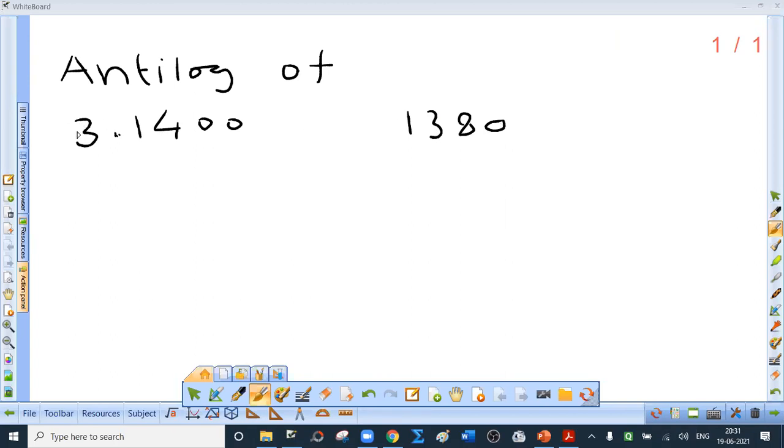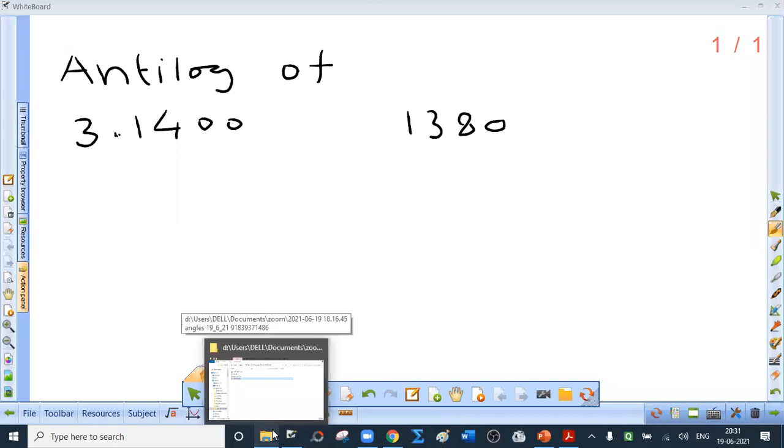It's a 4-digit number. Characteristic is 3. Find the number which is in row 13 and column 8 but in log tables, not in anti-log table. See, 13th row and 8th column. Let me check. 13th row and 8th column. It is 1399. Same, almost 0.14. Okay. Yes. Very good. I hope this is clear to you. So anti-log of 3.1400 is what?